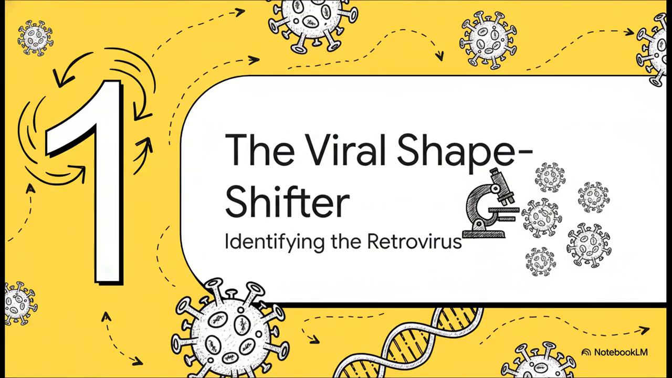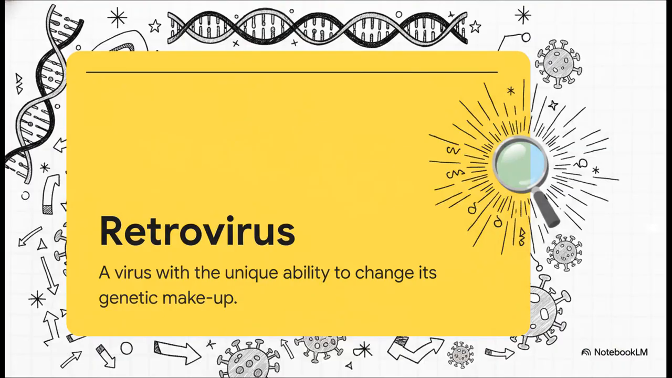All right, so let's pull back the curtain on this incredible organism. To really understand its power, we first have to know what it's called, and that name is the retrovirus. So, what's the big deal with retroviruses? What makes them so special? Well, it's all right there in the definition. Unlike most living things that have a pretty stable genetic code, a retrovirus is defined by its instability. It has this unique built-in ability to edit and change its own genetic makeup. That, right there, is its superpower.